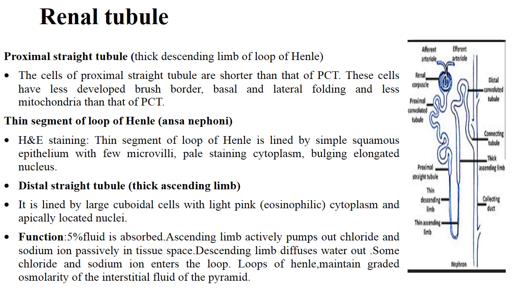The function of the Henle's loop is that 5% of the fluid is absorbed in this area. The ascending limb actively pumps out chloride and sodium ion passively into the tissue space. The descending limb diffuses water out. Some chloride and sodium ion enter the loop, and the loops of Henle also maintain graded osmolarity of the interstitial fluid of the pyramid.